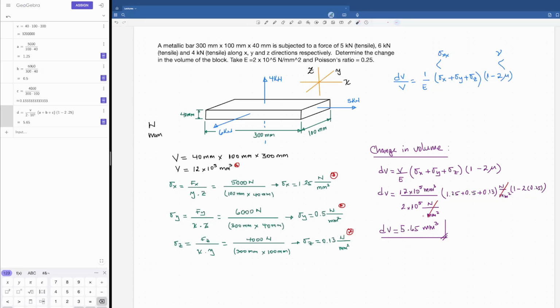So is that large, is that small? Well, we don't know. It depends on the application. And this is the end of the problem. It's pretty simple again, and it reflects the premise that only normal stresses change volume. See you in the next problem.